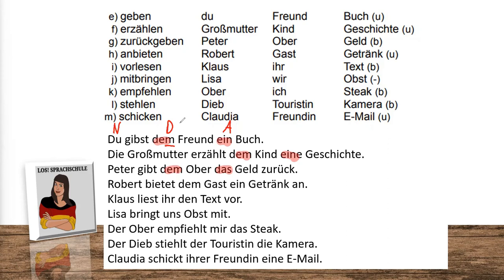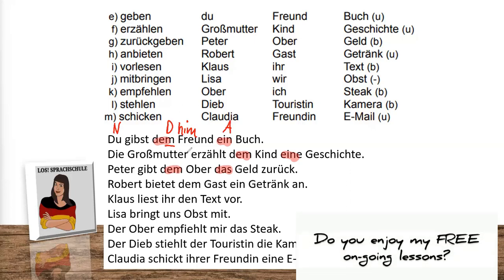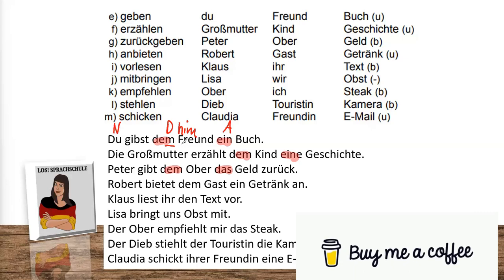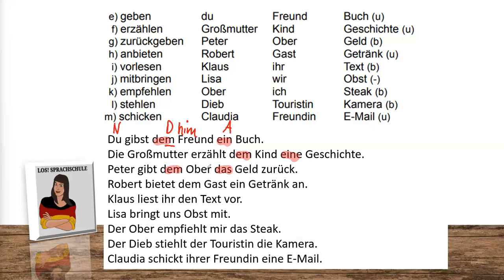Even in English, it makes a little bit of sense if we say him in dative. You give him a book. It's not you give he a book. This would be wrong. This is how you can imagine this grammar, but of course a little bit more complex. The grandmother tells the child a story. Peter gives the waiter the money back. Here we have another aspect we talked about. It is the separable verb, zurückgeben, giving back, and we have the position accordingly.